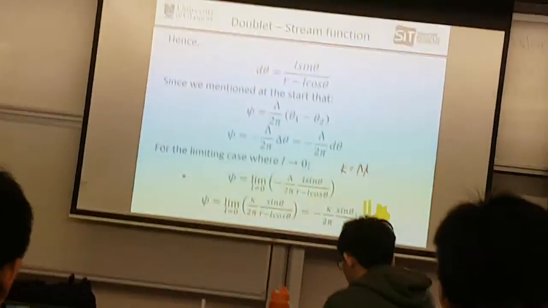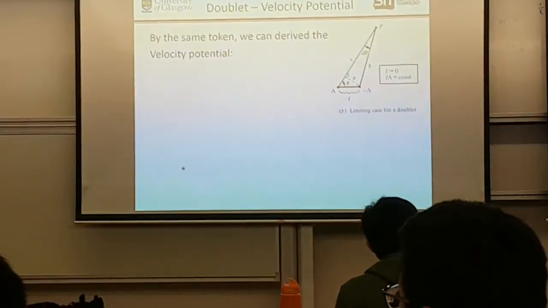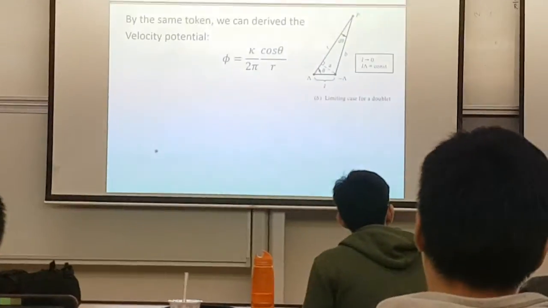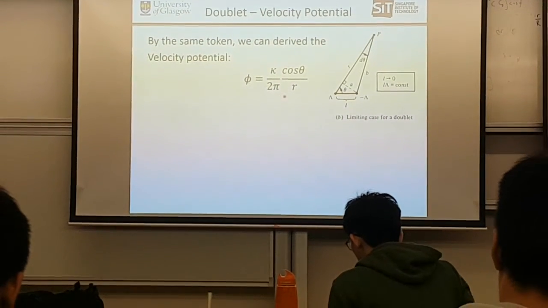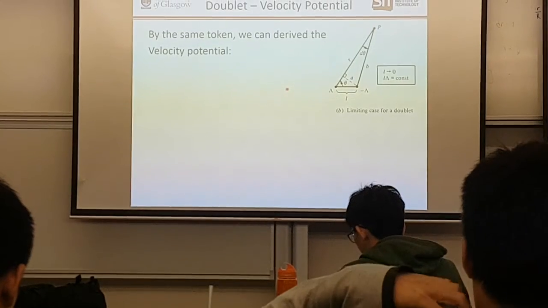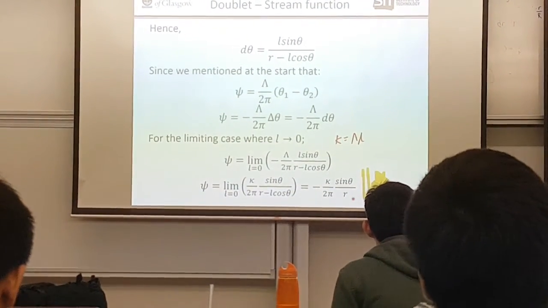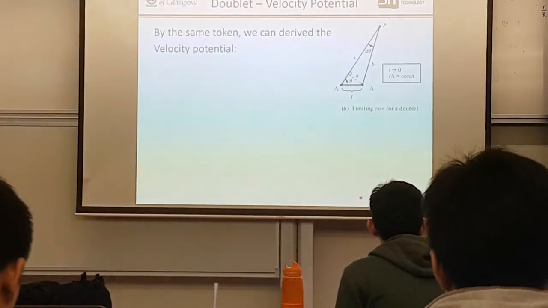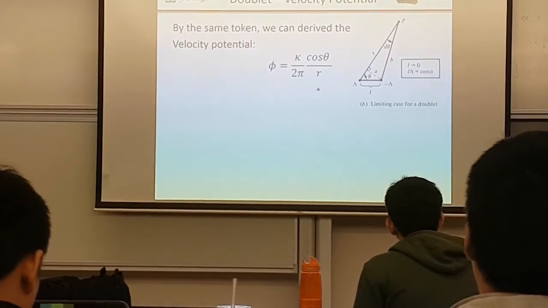Okay, by the same token, we can do the same thing for my velocity potential. This is the final equation that we have also. In the previous equation, your stream function is minus k sine theta over 2 pi r, and the velocity potential is k cos theta over 2 pi r.